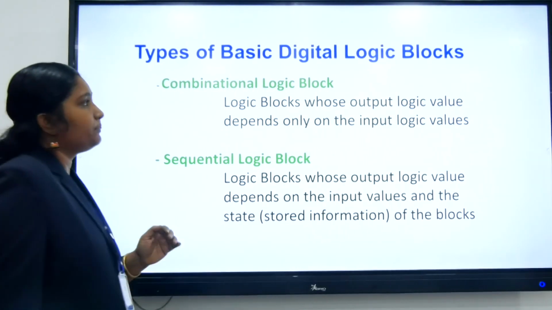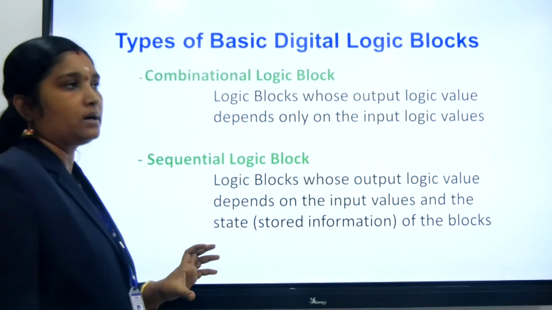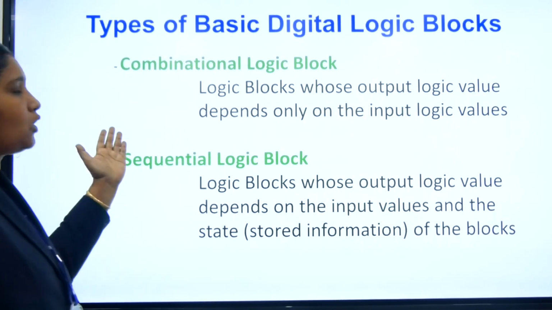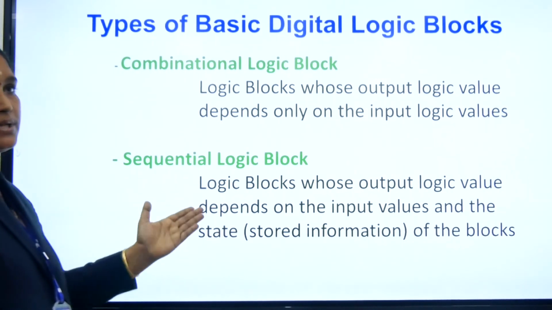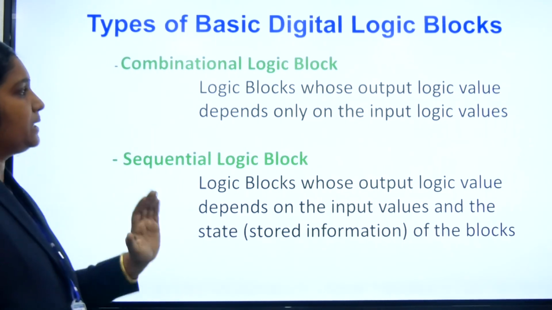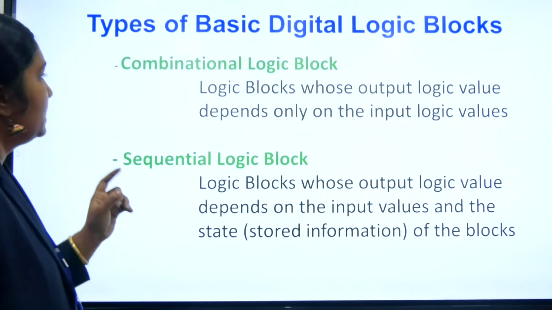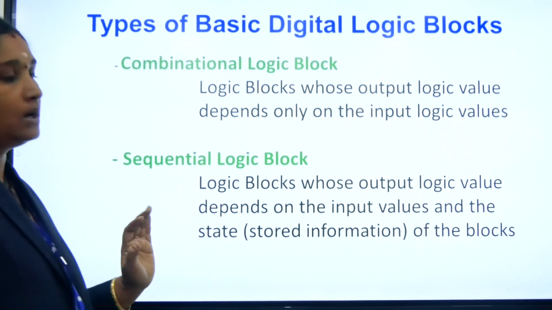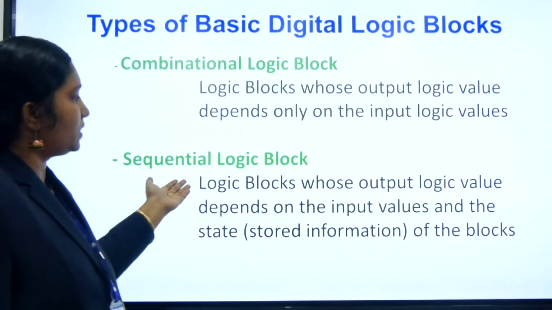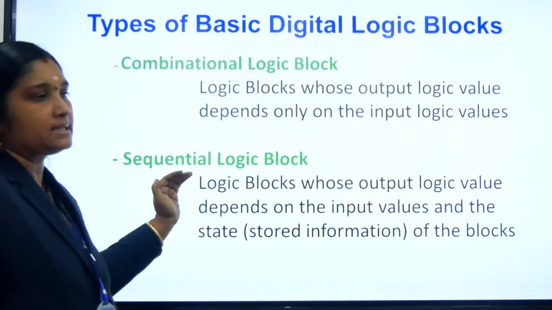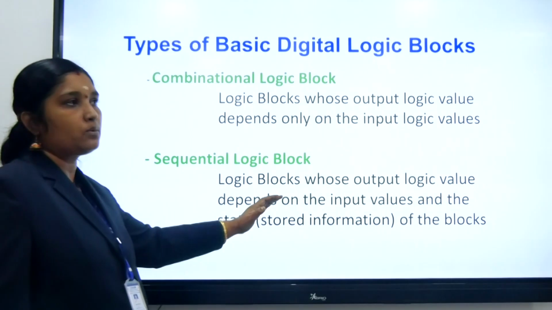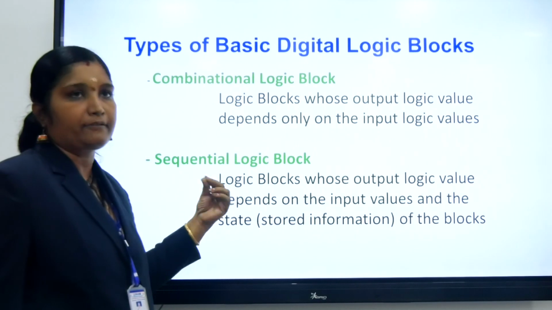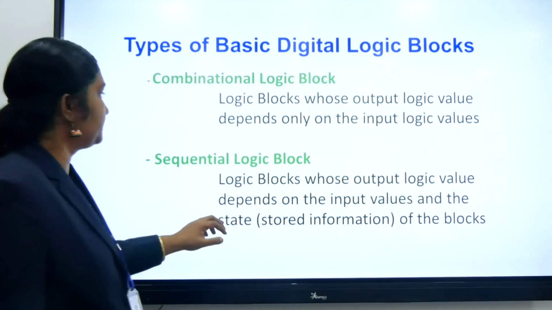The types of basic digital logic circuits are divided into two main categories, combinational logic and sequential logic. Combinational logic means the output of the digital circuit depends only on the input logic values. In sequential logic, the output of the circuit not only depends on the input values, but the stored value of the inputs also affects the present output.